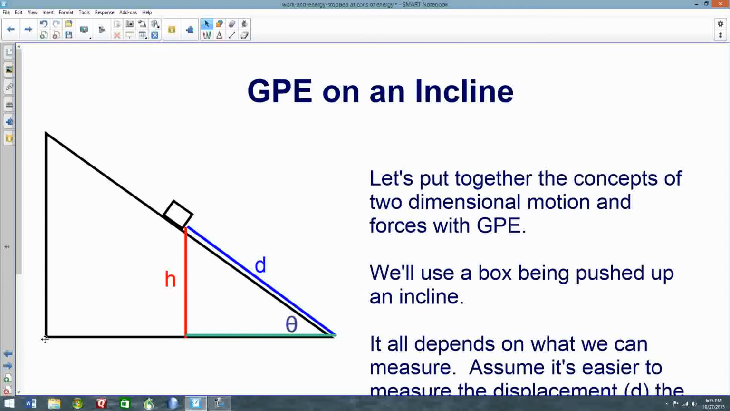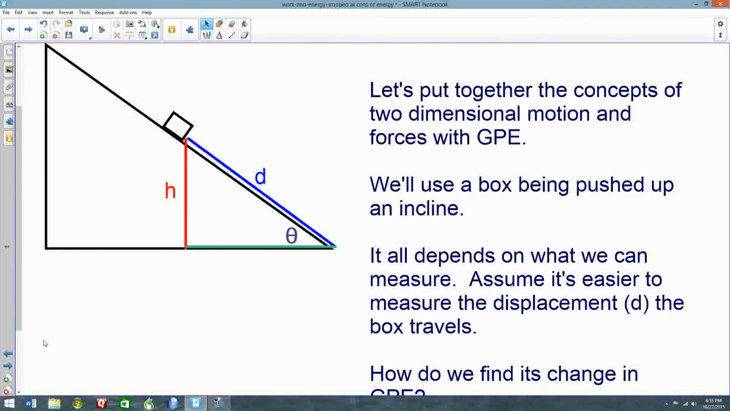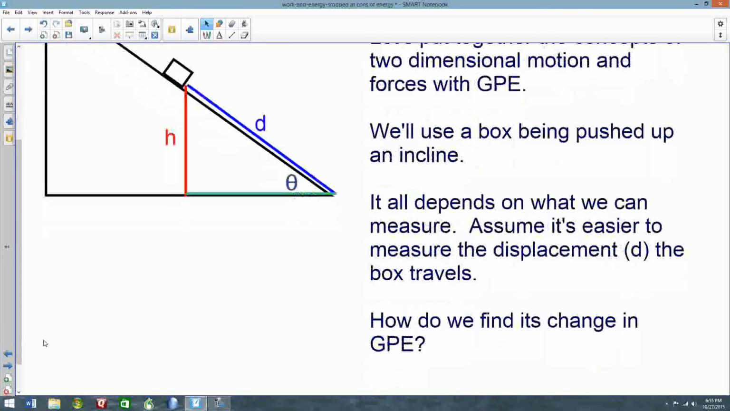Let's put together the concepts of two-dimensional motion and forces with gravitational potential energy. We're going to use a box being pushed up an incline as an example. It all depends on what we can measure. Assume it's easier to measure the displacement of the box that you travel. How do we find its change in gravitational potential energy? As you can see from the diagram, we're probably going to have to use trigonometry.